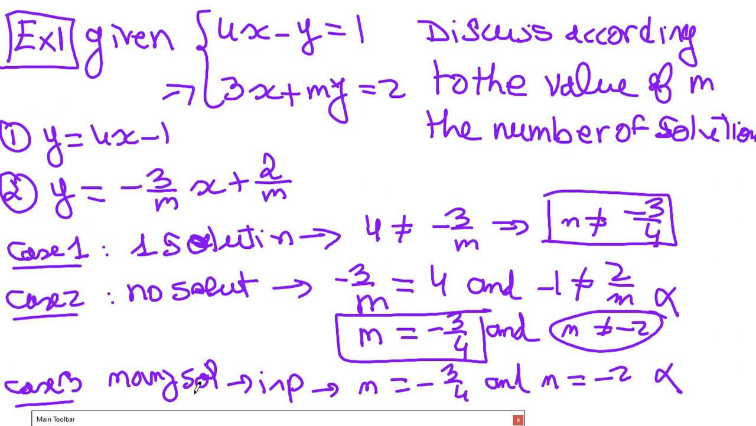Can I have many solutions here? It's impossible. Why? Because if I have many solutions, I should have the same slope and the same y-intercept. It means, can I have at the same time m equal to -3/4 and m equal to -2? No, I cannot have two different values for m at the same time.